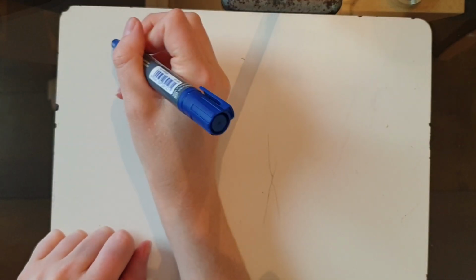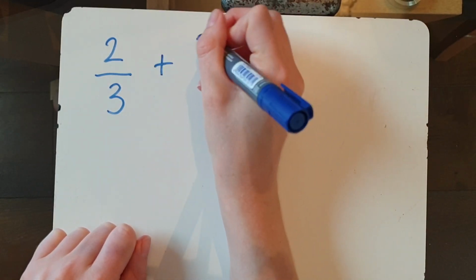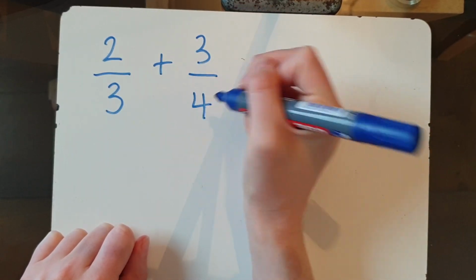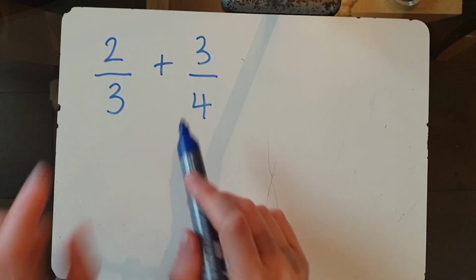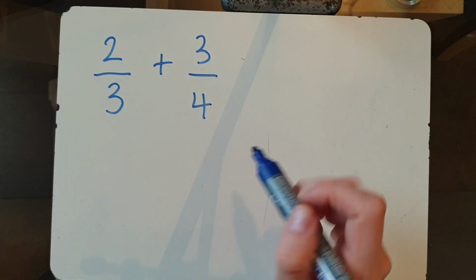Today's lesson is on adding and subtracting algebraic fractions. First, I want to do a very quick recap of adding and subtracting numeric fractions. So, for example, if we had 2/3 plus 3/4, we can't just add those together. We need the fractions to have the same denominator before we can add them together.